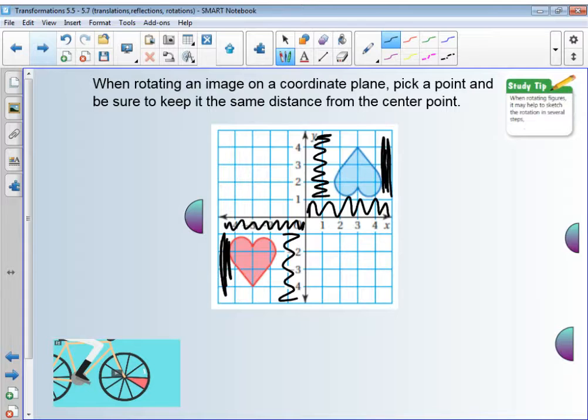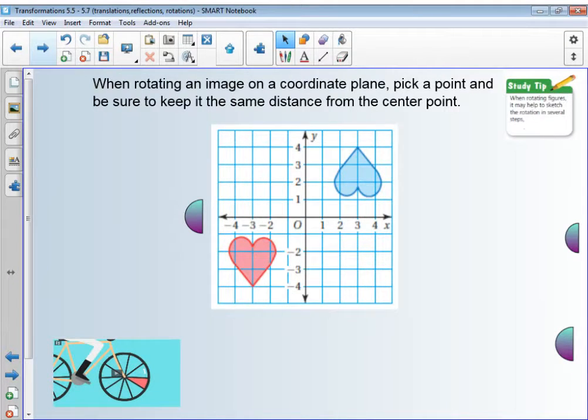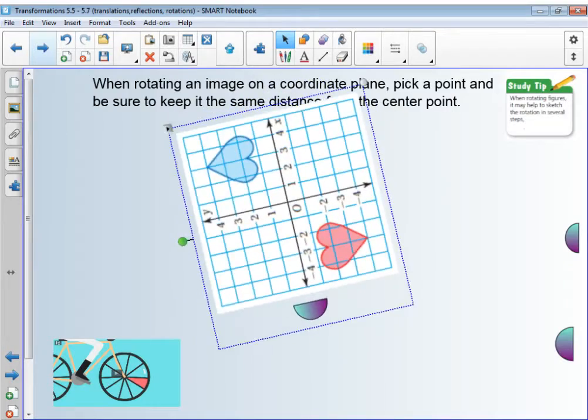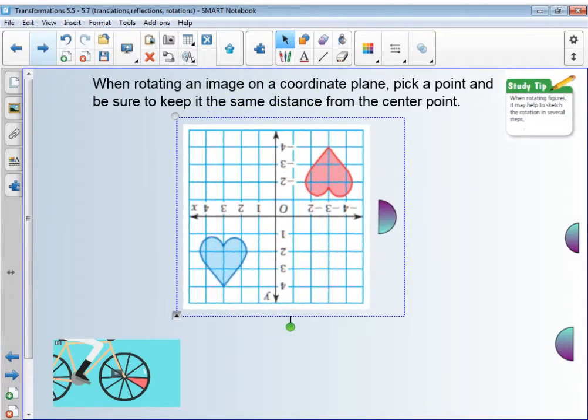It rotated 180 degrees. Okay, if I were to take this image and turn it, you can see where each of those is positioned. If I were to take this image and rotate it, they're going to be in the same positions. There's a 180 degree turn. They're in the same positions.